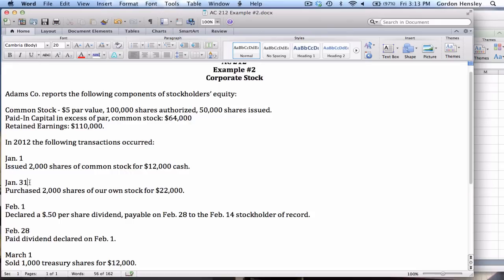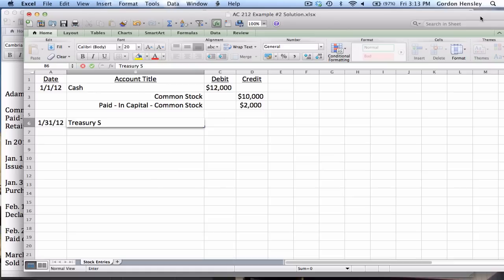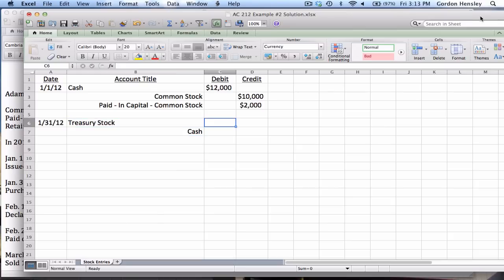Now, January 31st, we decided to purchase 2,000 shares of our own stock for $22,000. So this is on the 31st. Now, whenever we purchase our own stock, that is called treasury stock. I want to debit treasury stock, and I want to credit cash because I spent the money, so the cash needs to be reduced. The money that I spent is $22,000.